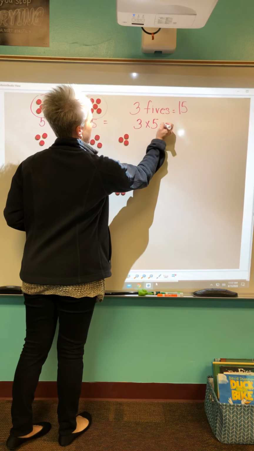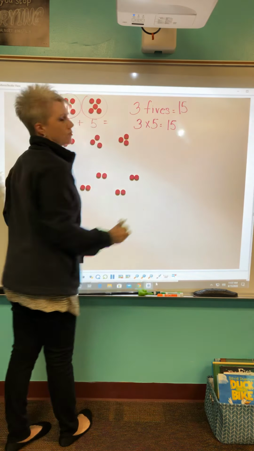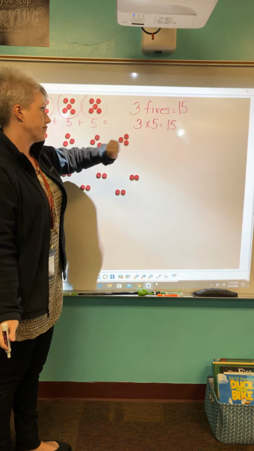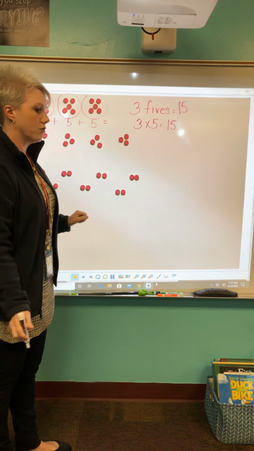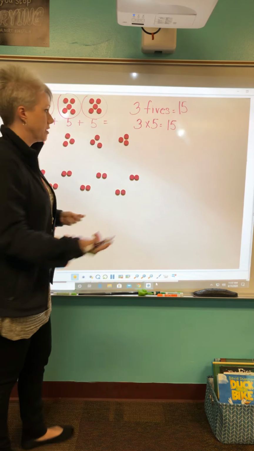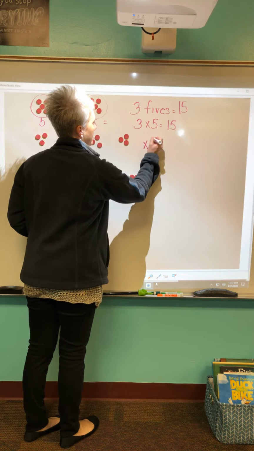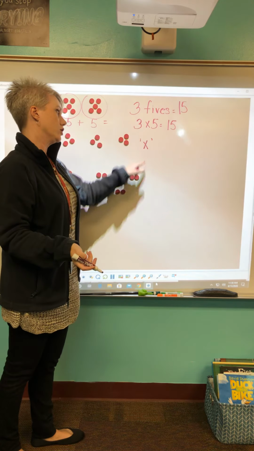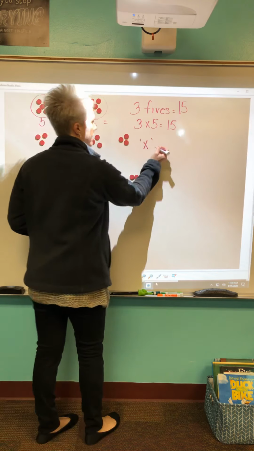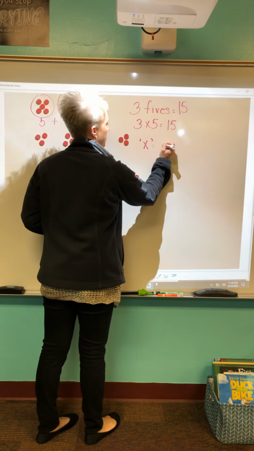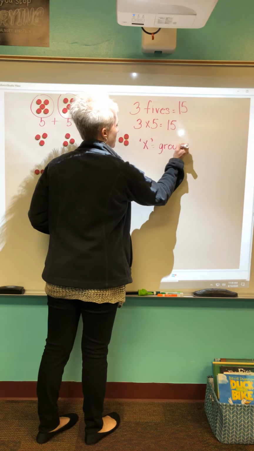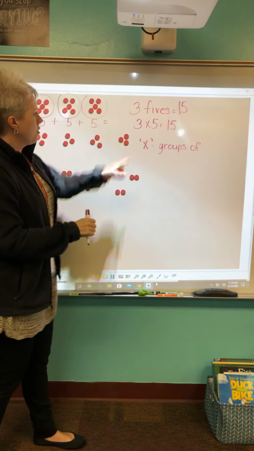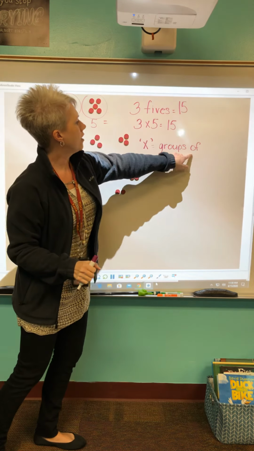Now, let me tell you how we're going to learn to write this today. Today, we are going to learn to write it this way. 3 times 5. This little X in the middle means to multiply, okay? This sign means multiply, or it can also mean groups of, okay? So that little X means groups of, okay? 3 groups of 5.